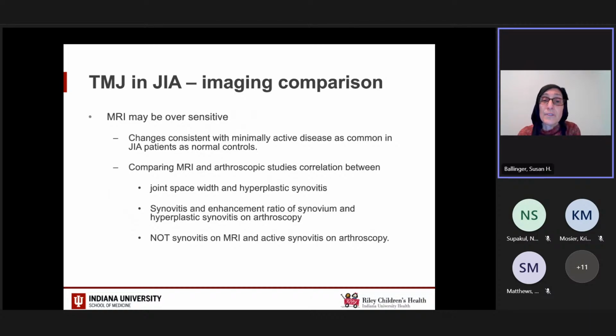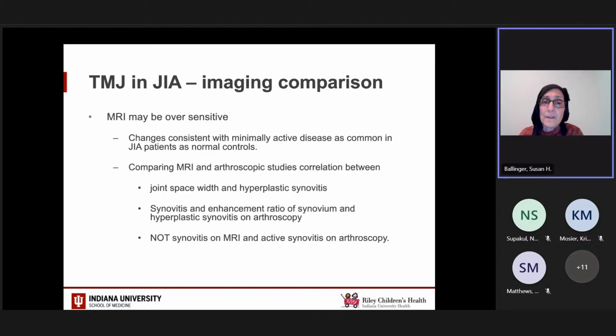These changes can be consistent with minimally active disease, as in that first study I showed with kids who were essentially normal controls. And really, some people would consider the absolute gold standard to be doing MRI with arthroscopic studies for correlation. And there's sometimes not a lot of correlation.